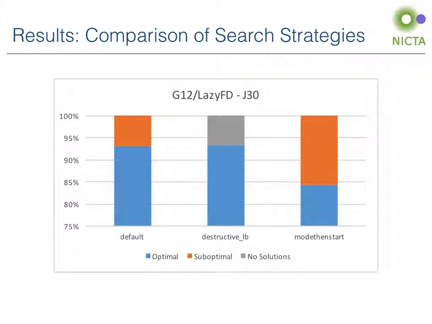To illustrate the performance of the different search strategies, this graph shows the results from the J30 instances using the solver G12 LazyFD. In this case, giving the solver more information about the structure of the problem, as is done when using the mode then start strategy on the right-hand side, does not improve the quality of solutions found, meaning that LazyFD's default search is already strong. In general, the default search of other solvers also performed better than this user-defined search strategy.